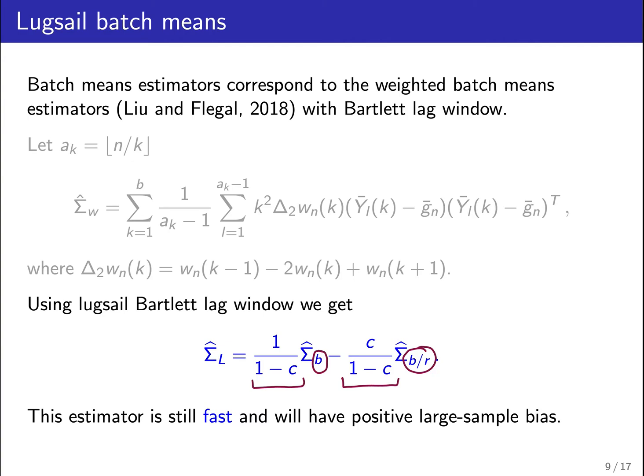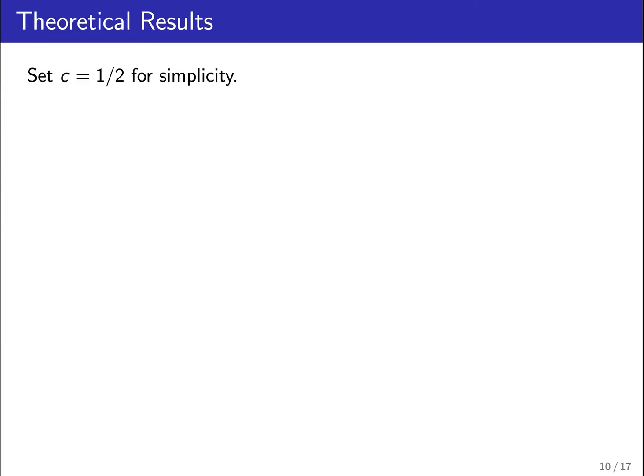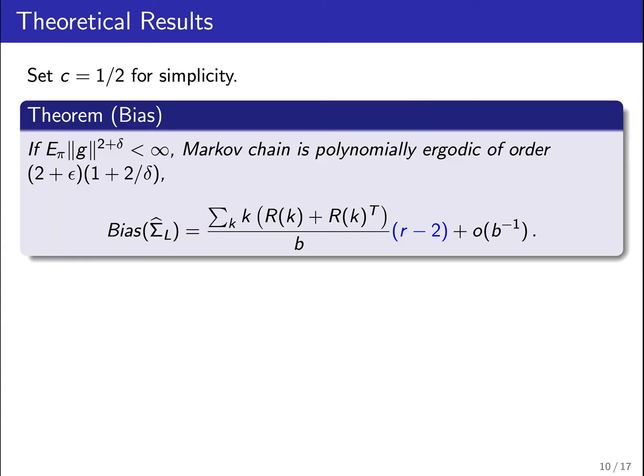So this estimator is still fast because it is just 2 calls to a batch means estimator, and we'll show in the next few slides that it can also yield positive large sample bias with good choices of R. For this set of results, it's easy to write them down with C equals half because then the bias and variance results are not too messy to write down. But of course, the results apply a lot more generally.